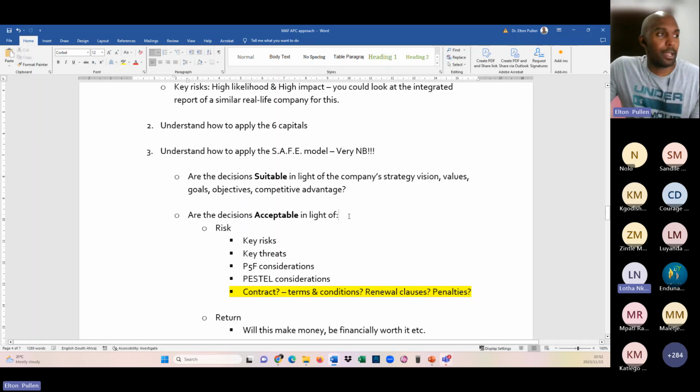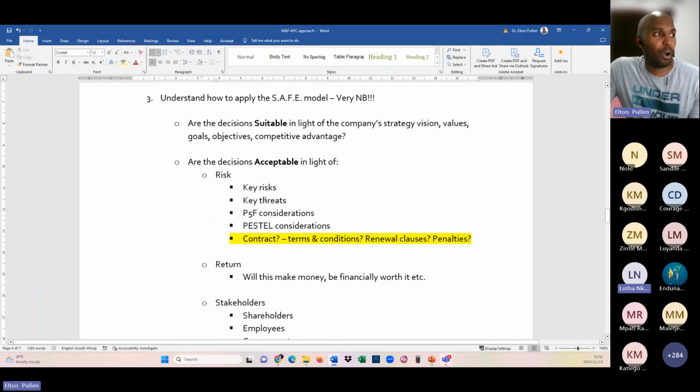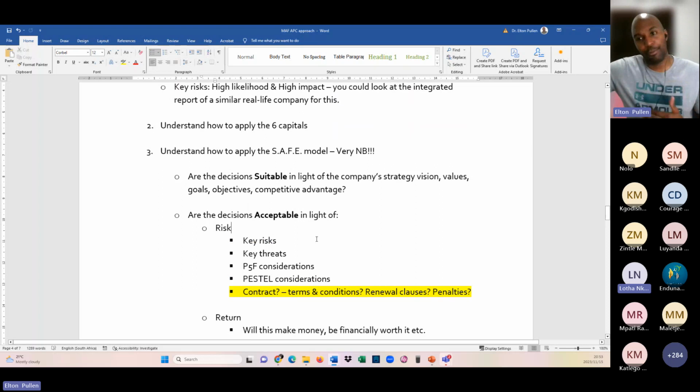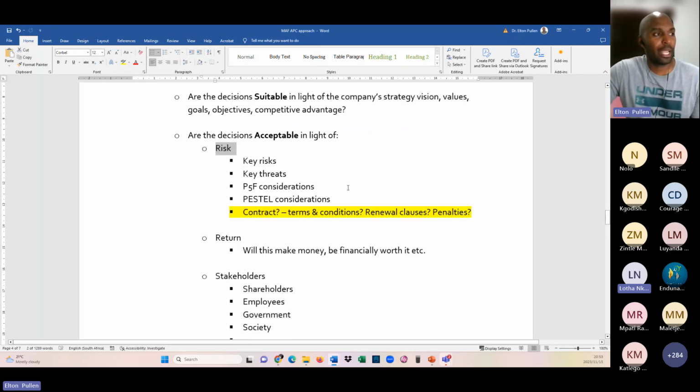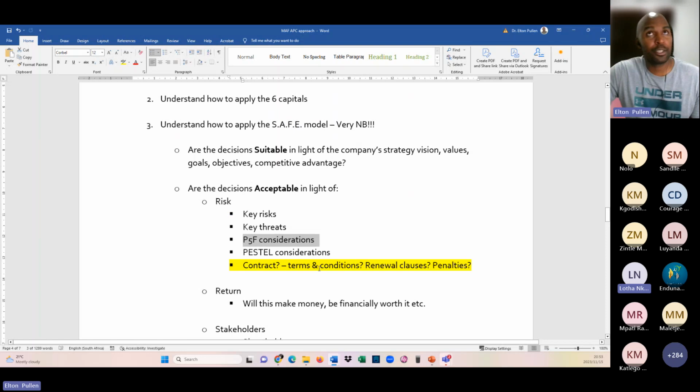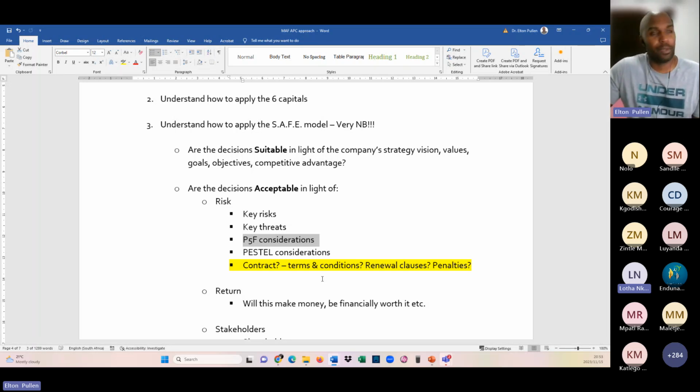Cool. Then the second part is the A. Are the decisions acceptable? Now here there's a few layers. So acceptable in light of risk. So when it comes to risk, we can think of the key risks that may be applicable, the key threats. We can also think of the Porter's 5 forces. Like for example, why do I say that's a risk? Well, threat of a new entrant, that could be a risk. Substitute products, that could be a risk. If I contextually apply it well, okay, you get the idea, right?